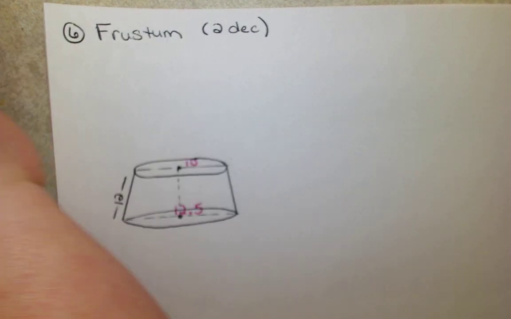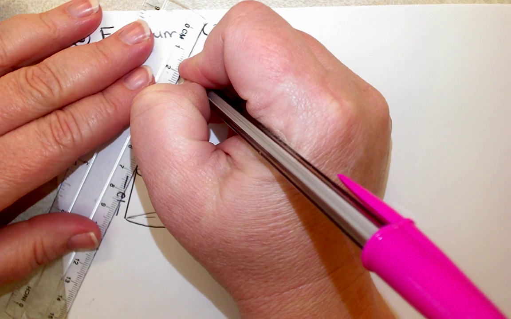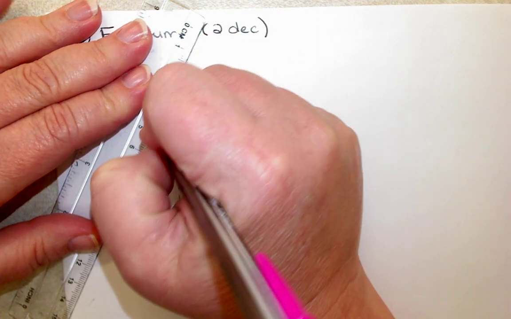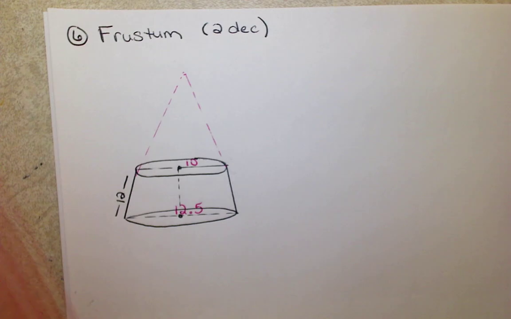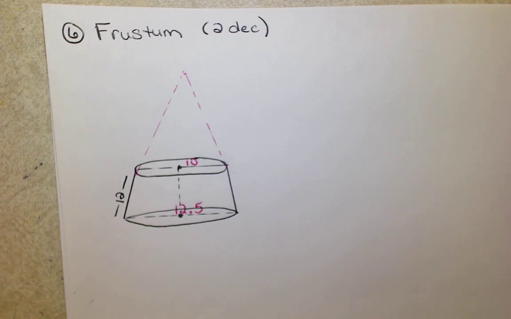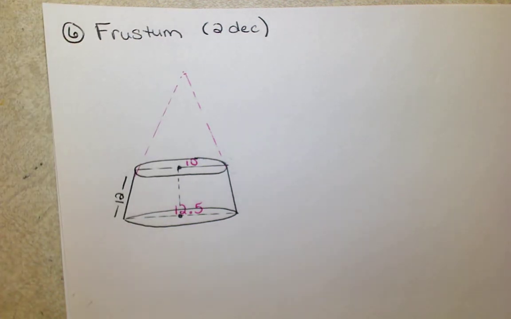Okay. What a frustum is basically is when we had a cone and we cut out the top section of the cone. So what we have to do is we have to find the volume of the larger cone, then find the volume of the cone that we cut out, and subtract the two. So let's figure out how to do this.